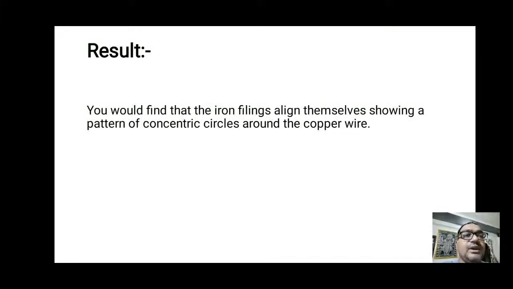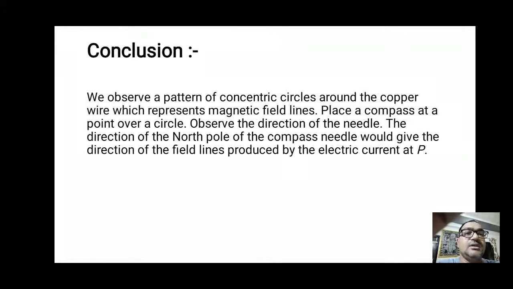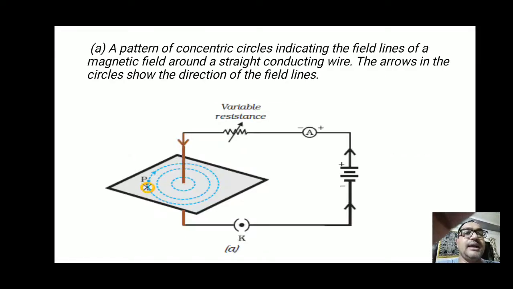Now what is the result? You would find that the iron filings align themselves, showing a pattern of concentric circles around the copper wire. So this is the result of the activity. Now students, you can see it in this particular diagram. Here, in the circle nearby P, one arrow should be there. This represents the direction of the magnetic field lines.